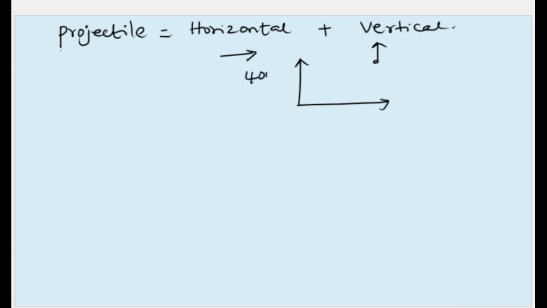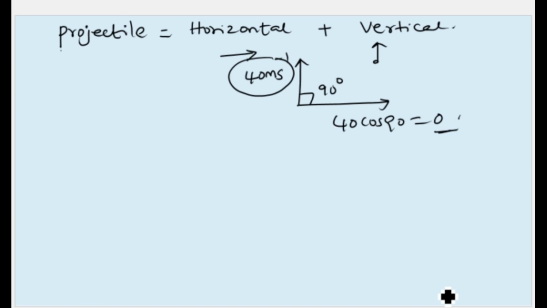Suppose along the y-axis the initial velocity is 40 meter per second. Then what is its component along the x-axis? Here the angle is 90 degrees, it is making 90 with the x-axis, so we can write 40 cos 90, that is equal to 0. That means this velocity is not affected by the x-axis component. That's why the component of 40 meter per second on the x-axis is equal to 0. That means two perpendicular motions are always independent of each other. That's why we are studying projectile motion as two independent 1D motions.